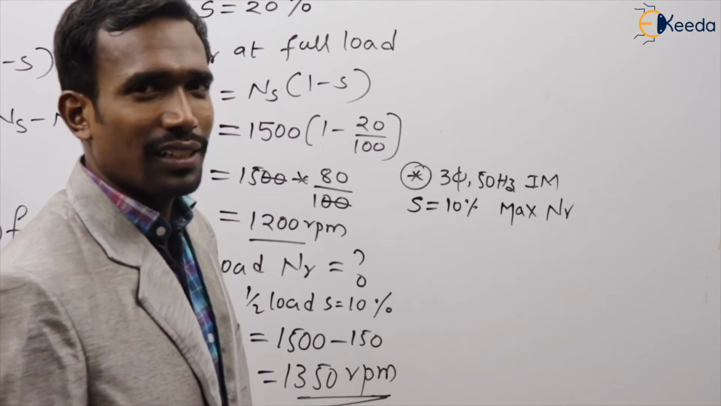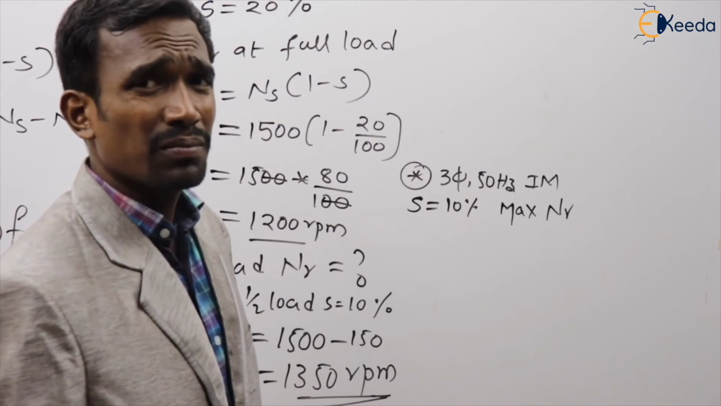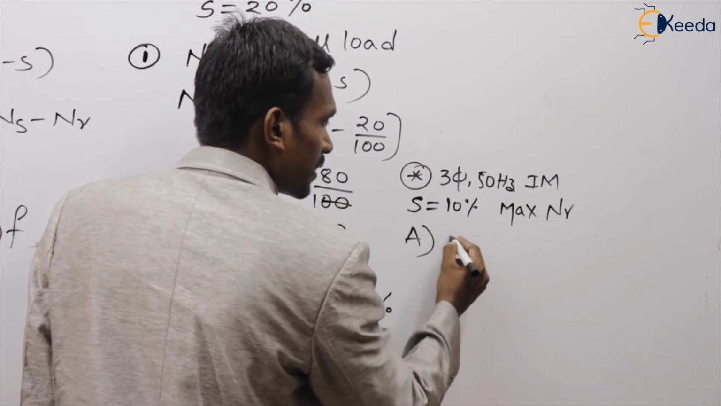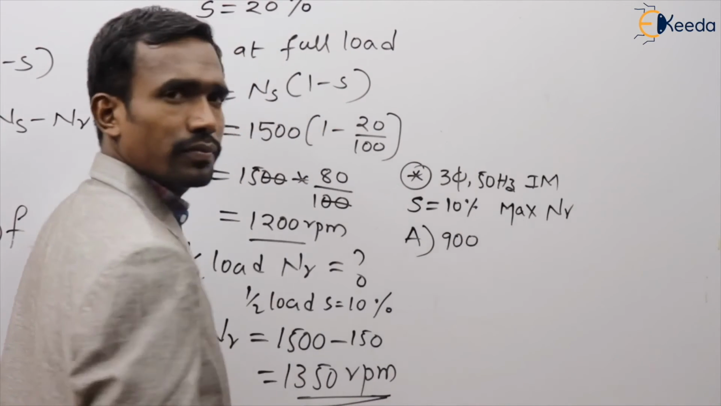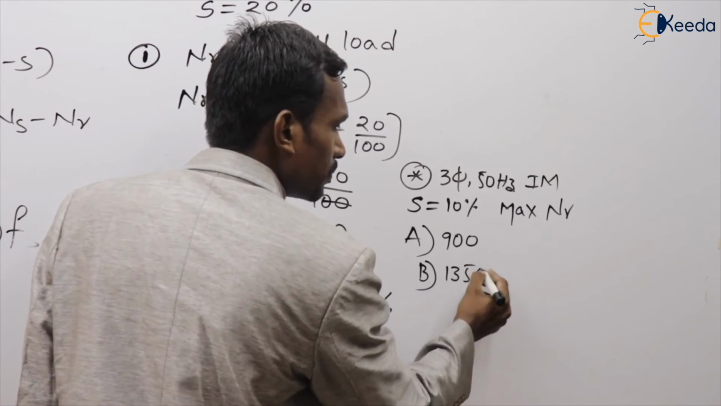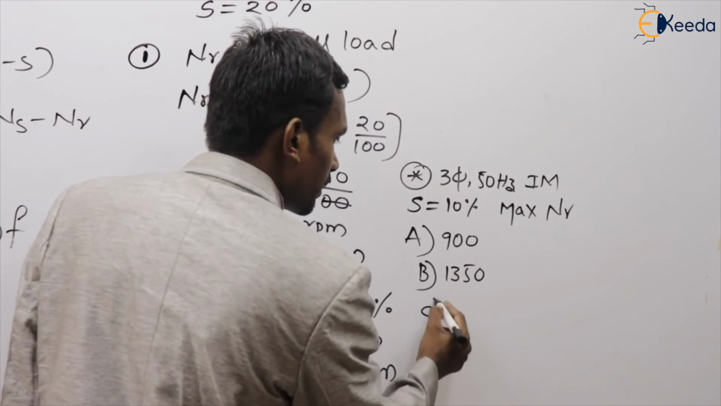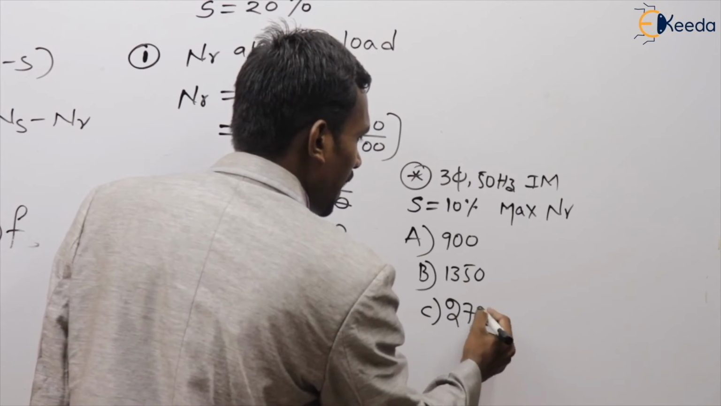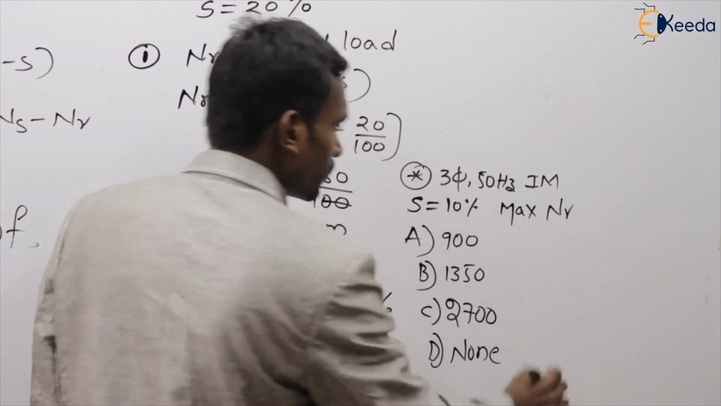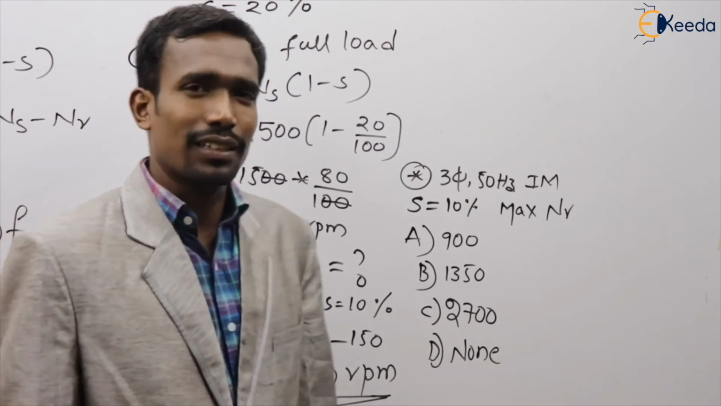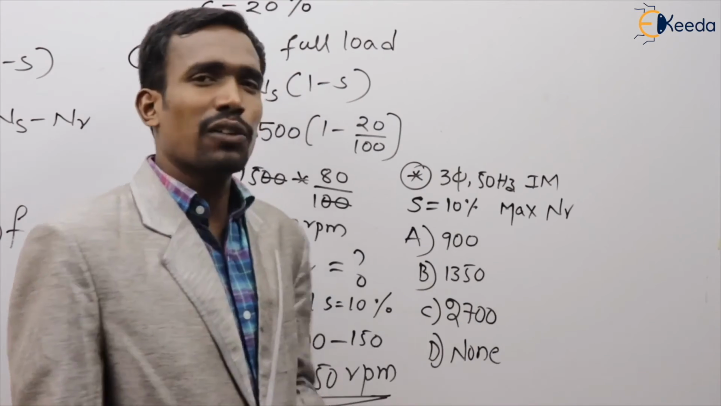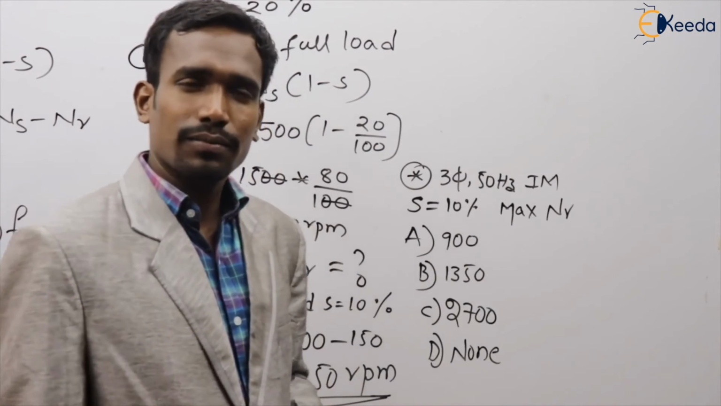Sir, insufficient data? Is it insufficient data? Tell me, I give you options. Option A, 900 RPM. Option B, 1350 RPM. Option C, 2700 RPM. Option D, none. Tell me which of the following is the correct answer: a three-phase 50 Hz induction machine running at 10% of slip, find the maximum rotor speed.